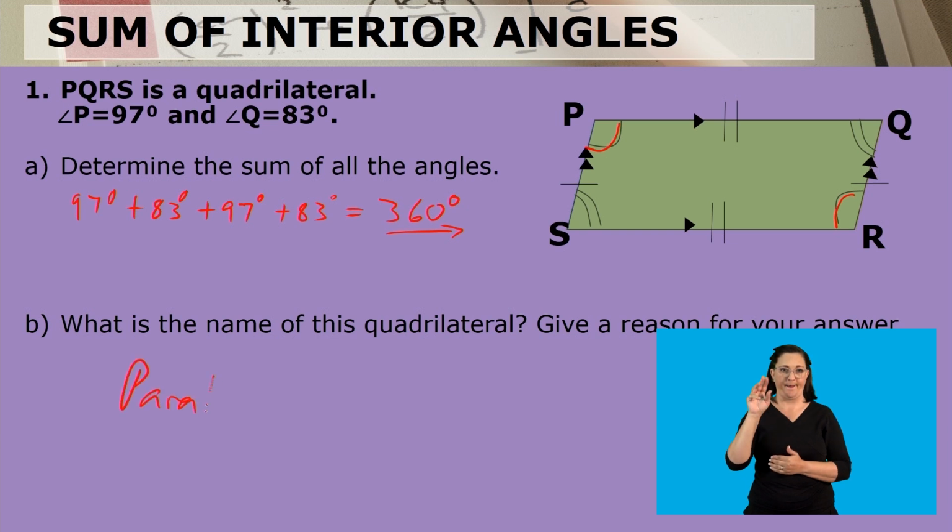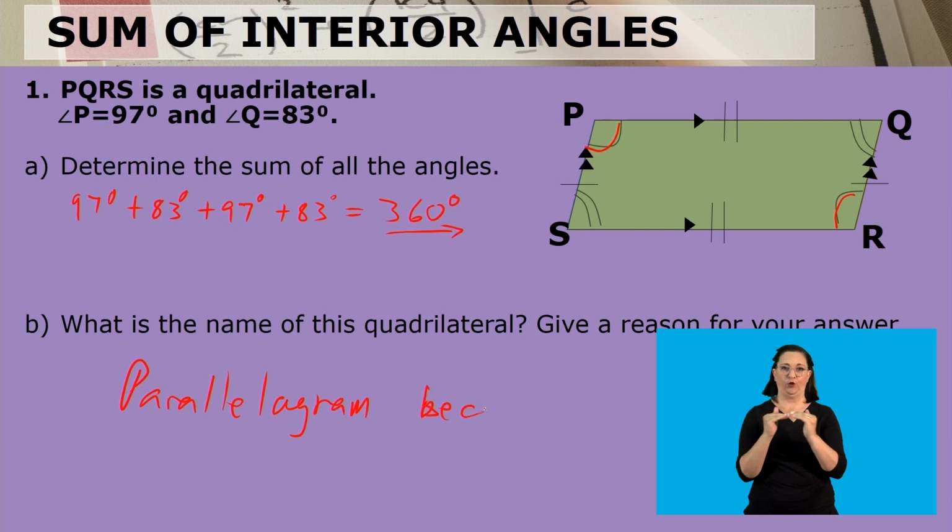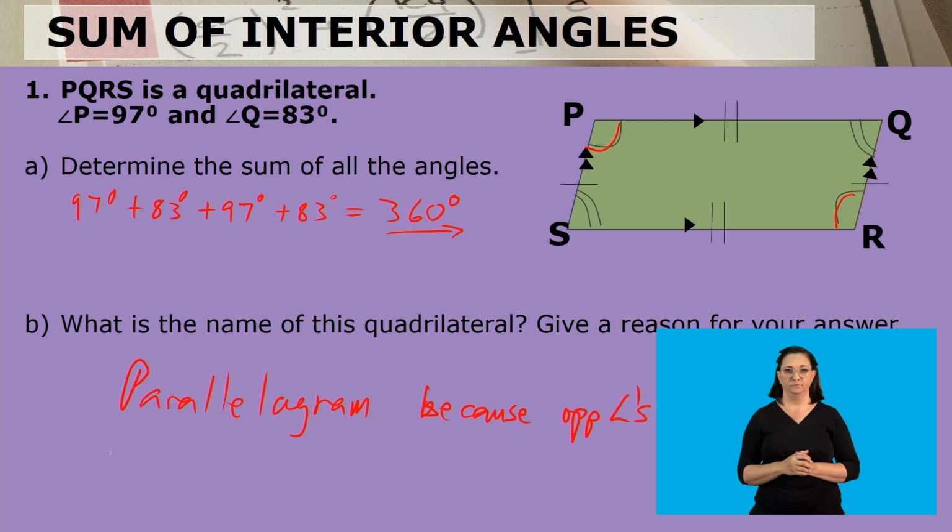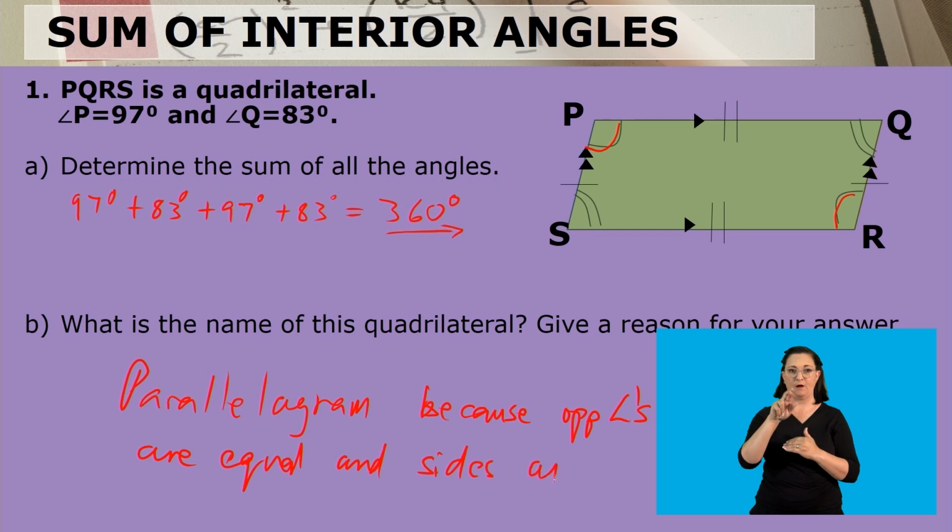So that is a parallelogram, because none of the angles is 90 degrees, and the opposite angles are equal, and the opposite sides are parallel.